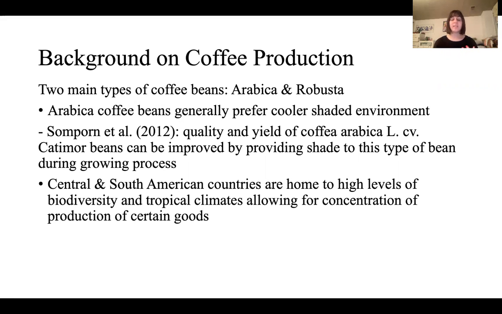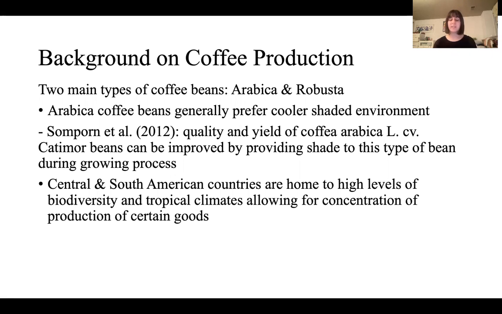There are two main types of coffee beans produced around the world: Arabica beans, which account for around 70% of global production, and Robusta beans, which account for around 30% of global production. There are some differences between these types of beans, their quality, the quantity of yields, and their growing preferences. Arabica coffee beans generally prefer a cooler shaded environment, and this means that they're going to be of much higher quality, but at the end of their growing cycles, they're going to have a lower quantity of production yield.